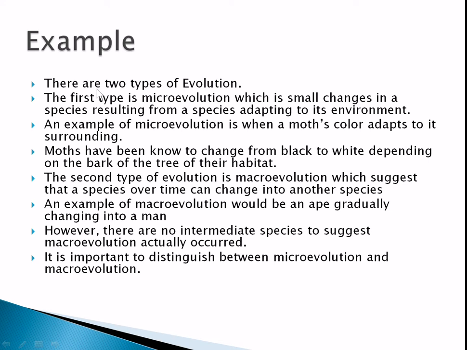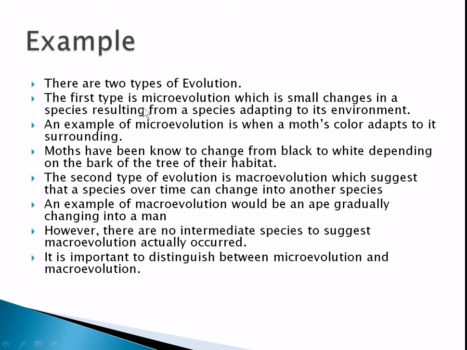And remember, this is my first writing, but my topic sentence is there are 2 types of evolution. That's a topic, 2 types of evolution. Then I'm going to make a statement. The first type is microevolution, which is small changes in a species resulting from a species adapting to its environment. That's my statement. An example of microevolution is when a moth's color adapts to its surroundings. Moths have been known to change from black to white depending on the bark of the tree of their habitat. So this is my example, and then I explained it a little further.